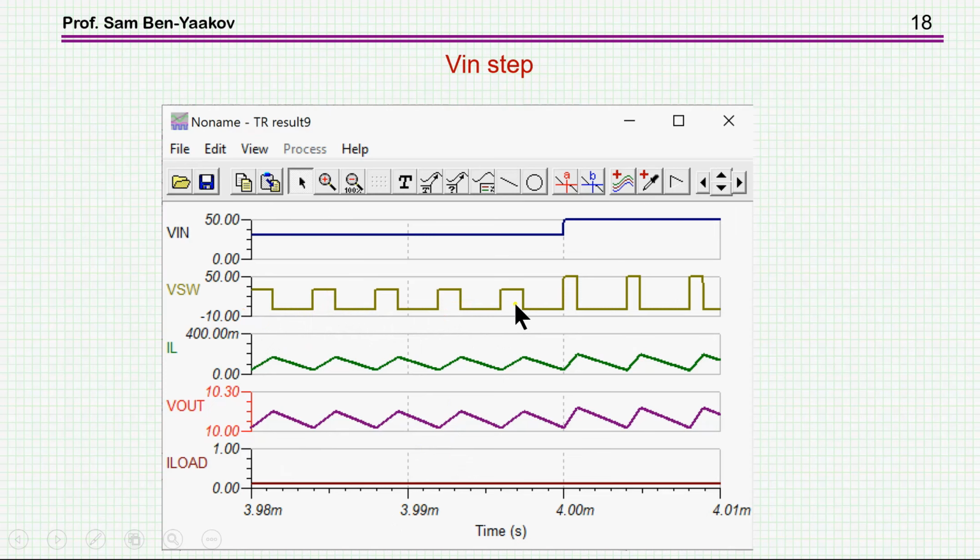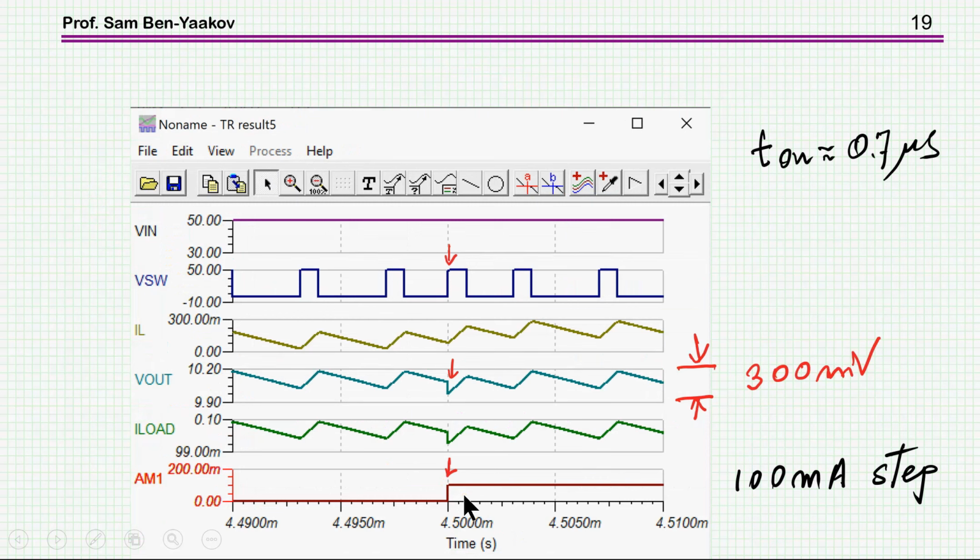And as soon as the voltage at the input goes up to 50 volt, the pulses become smaller, 1 over V in. And therefore duty cycle is left the same, and therefore you practically see no change at the output or no change in the inductor current. That's beautiful. That's very, very nice. Okay, it's sort of transparent to changes in V in. That's very nice. Now, what about changes in the load?